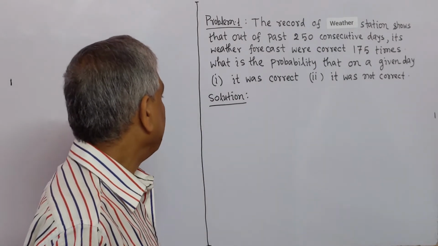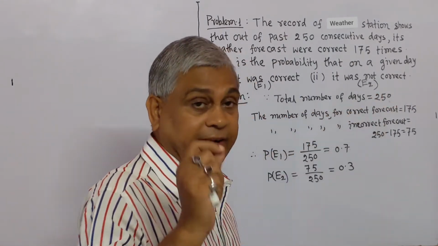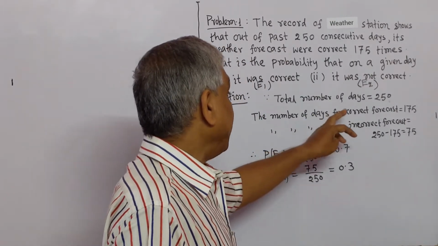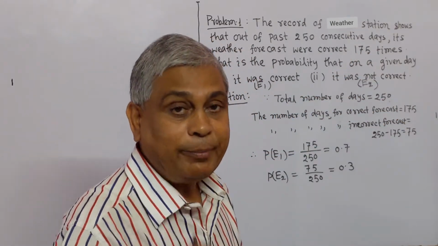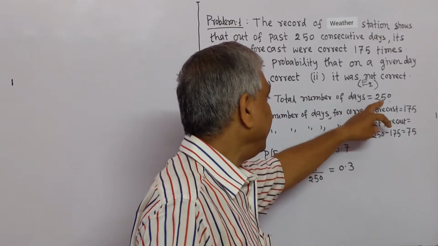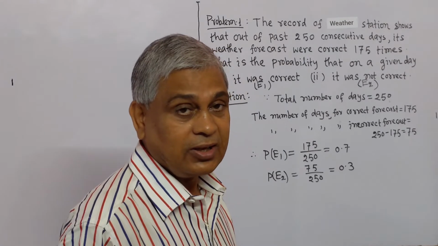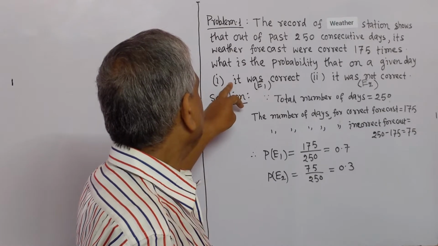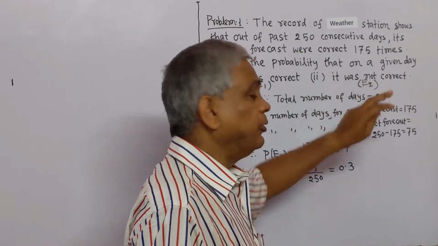Now we solve this. Solution. Here total number of days equals 250. The number of days for correct forecast is 175 and number of days for incorrect forecast equals 250 minus 175, that is 75 days. Let number 1 be the event E1 and number 2 be the event E2.